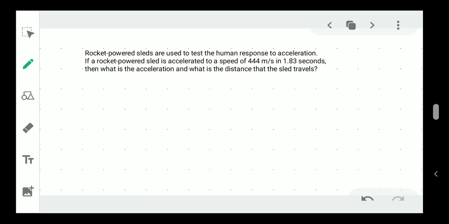Moving to my next problem. Rocket powered sleds are used to test the human response to acceleration. If the rocket powered sled is accelerated to a speed of, so my final velocity is given, that is 444 meters per second, and my initial velocity should be 0 because it is accelerated from rest. When something is not given, you take u equal to 0. The time is also given, 1.83 seconds. Then what is the acceleration and what is the distance? So I have to find out the acceleration.